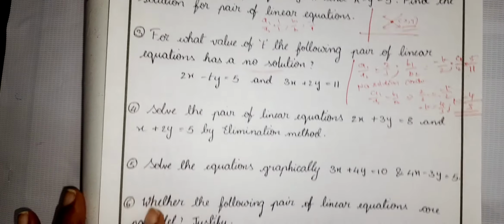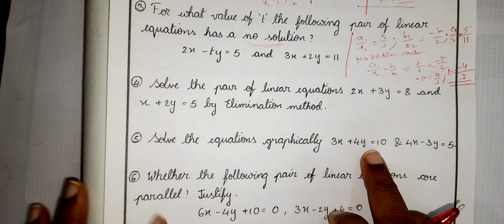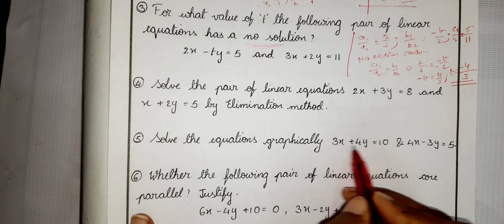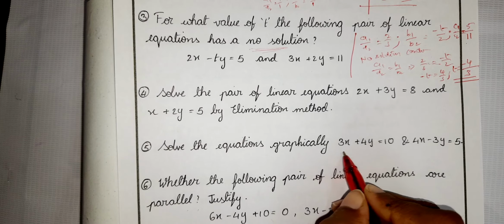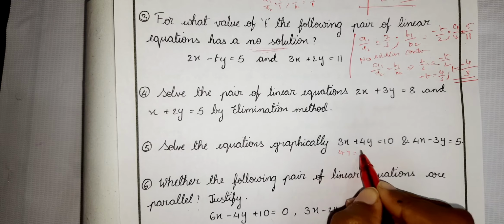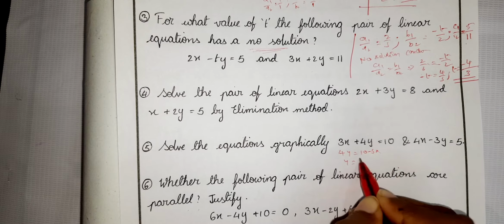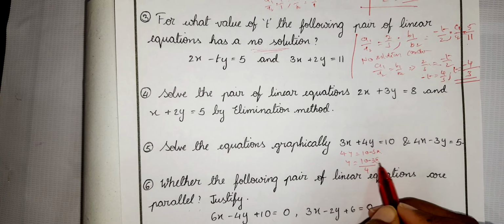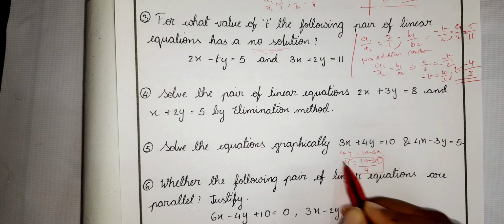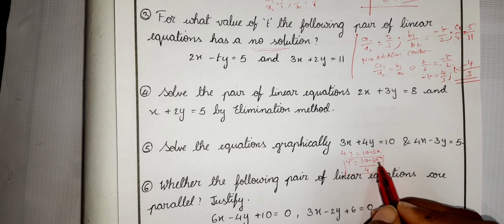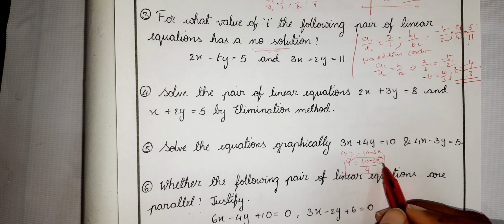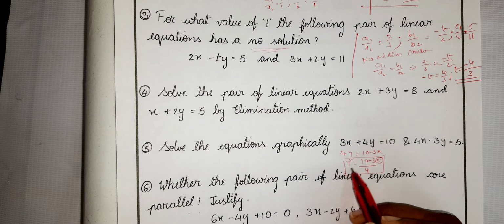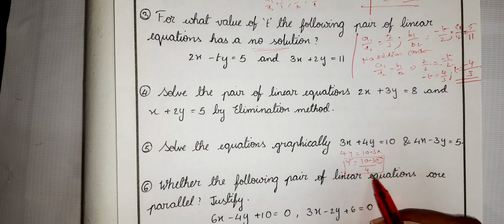Now next problem. Solve the equations graphically: 3x plus 4y is equal to 10 and 4x minus 3y is equal to 5. So you know how to plot the graph. That means you will be finding y is equal to. Let me do it for you. Right, 4y is equal to 10 minus 3x, or y is equal to 10 minus 3x by 4. So for every x value, you will find a y value, like how you have done it in polynomials: x is equal to minus 1, minus 2, minus 3, 0, 1, 2, 3, 4, like that.